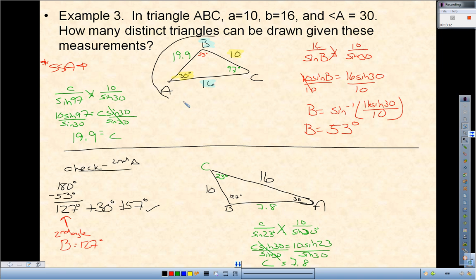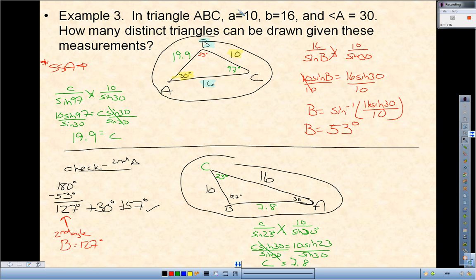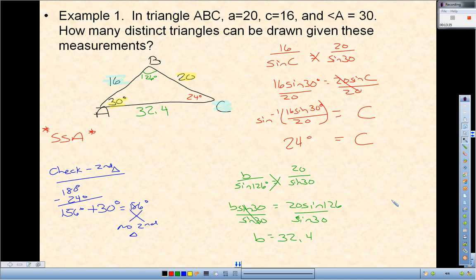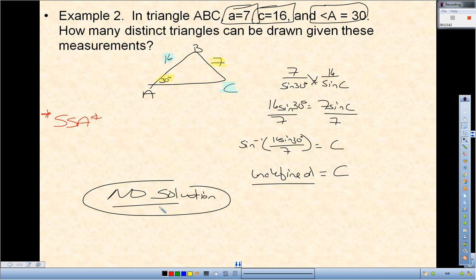But the key thing I do want you to notice is that these two triangles, both of them say that a is 10, b is 16, and angle A is 30, but you notice how these are not congruent triangles. And that's what the ambiguous case for the law of sines helps you find. Just in case you might have two triangles, which is this example, or you might just have one triangle, which is just like the previous example, or it could be possibly a situation where there is no triangle that can be drawn with the given information.